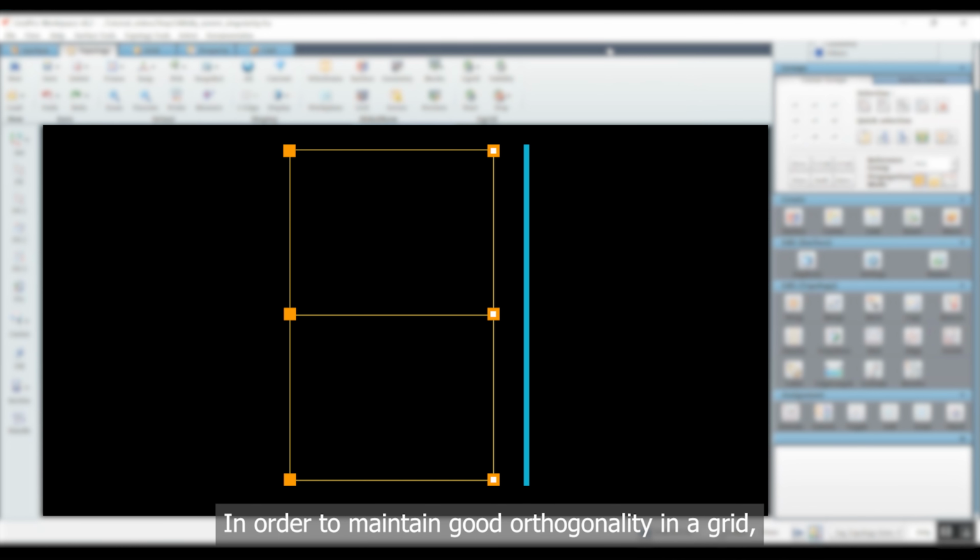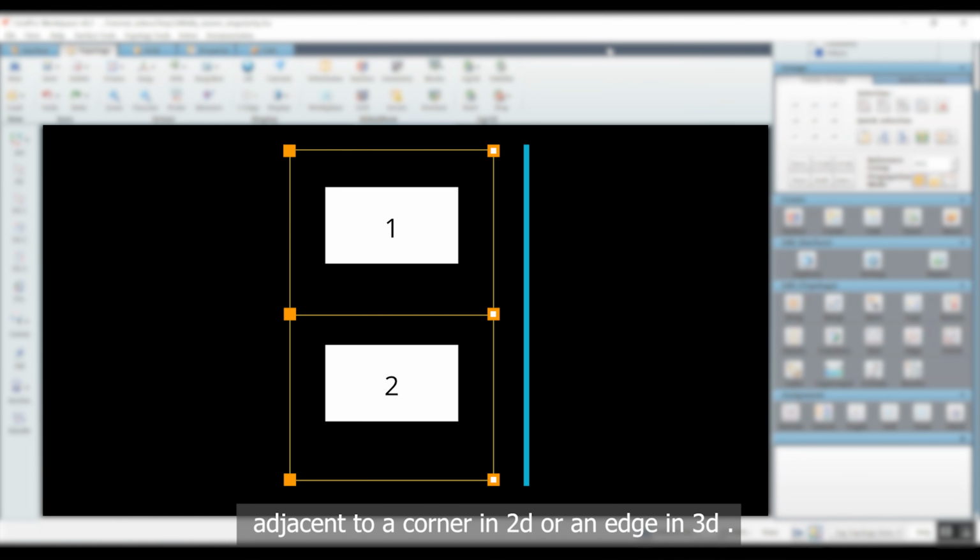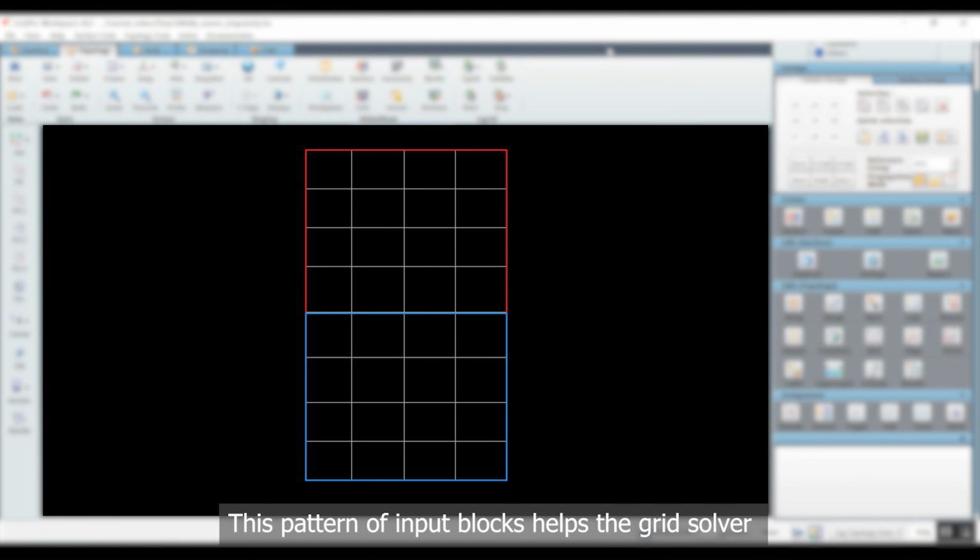In order to maintain a good orthogonality in a grid, a boundary surface should always have only two blocks adjacent to a corner in 2D or an edge in 3D. This pattern of input blocks helps the grid solver to create an orthogonal cell structure as shown.